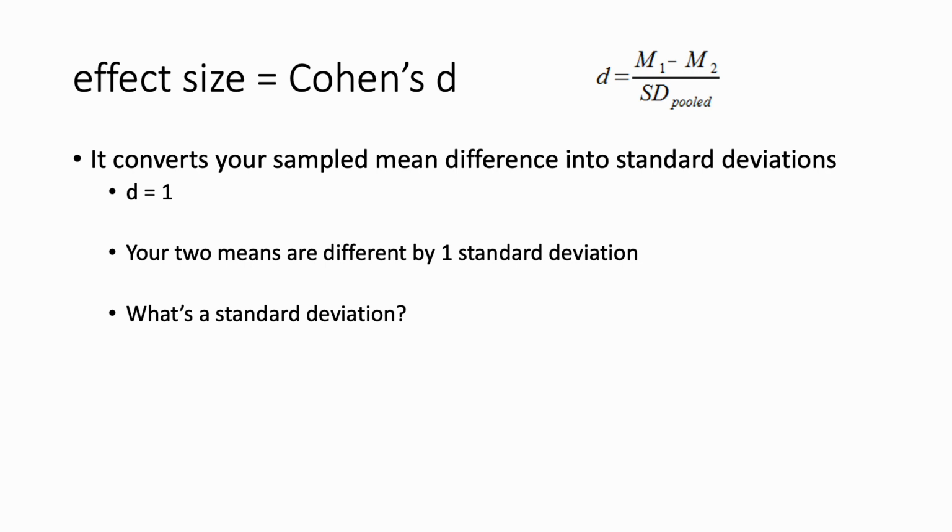Now, this statistic converts your sampled mean difference into standard deviations. So when my Cohen's d is 1, my two means are different by 1 standard deviation. And you're probably like, what's a standard deviation? That's a great question. I have to explain that.